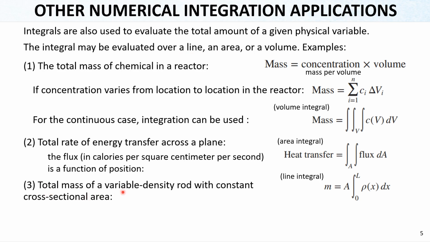For example, the total mass of a variable density rod. For a rod, we can assume that it's only one-dimensional. There is only x length with constant cross-sectional area. We only have the density and the area is constant. So if the cross-sectional area is constant, then we can simply take the integration of the density to get the mass. And if the density is changing with x continuously, then we can use integration. If we have discrete particles, then we take the summation. So these are basically the three applications in 3D, 2D, and 1D, and we can use integration for these as well.